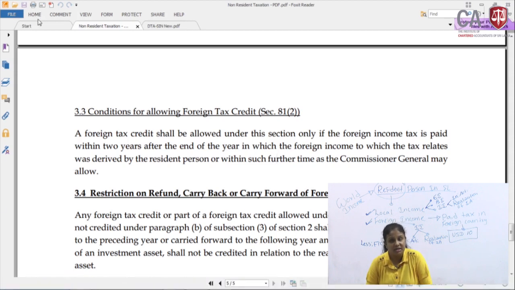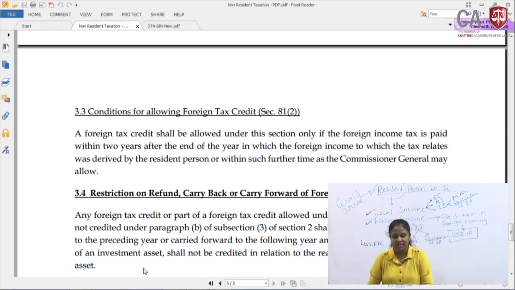If we have not claimed the foreign tax credit under the taxable income, after application of the rate, if there is a tax liability and we have not credited it, not deducted it as a tax credit, it shall not be refunded, it shall not be carried back to the preceding year or carried forward to the following year, and in the case of realization of an investment asset, it shall not be credited in relation to the realization of another investment asset.